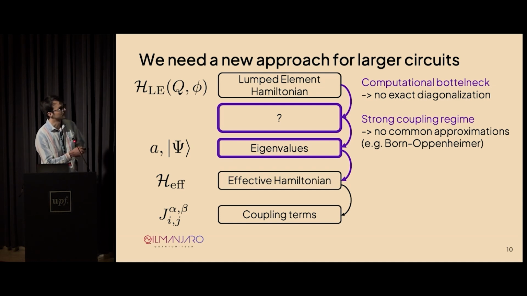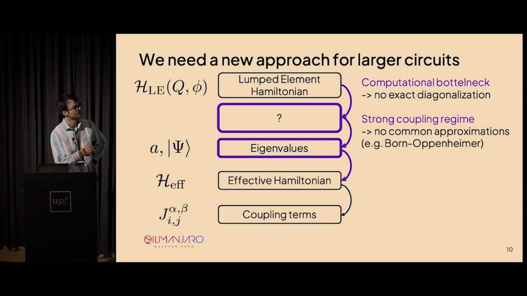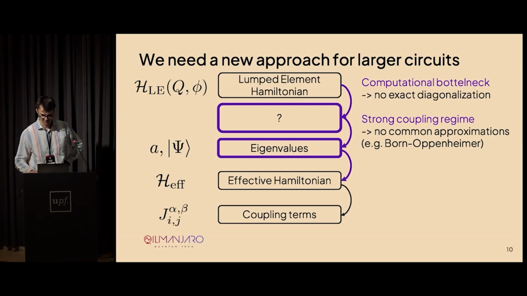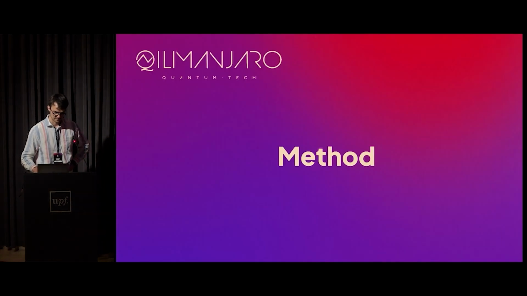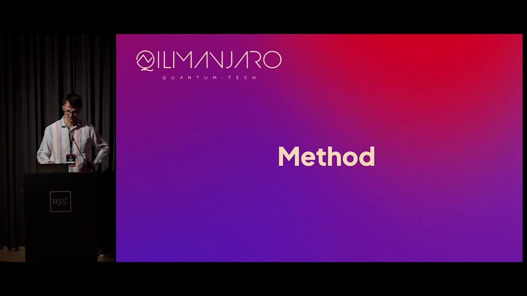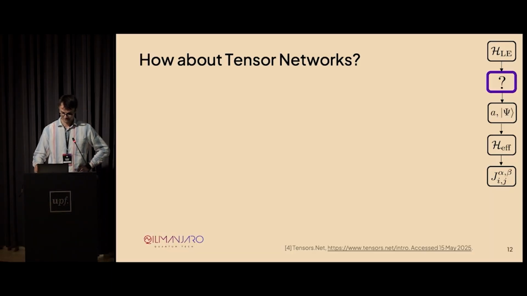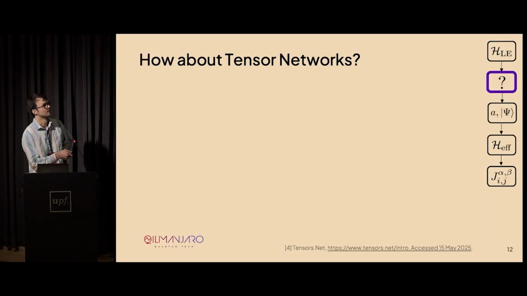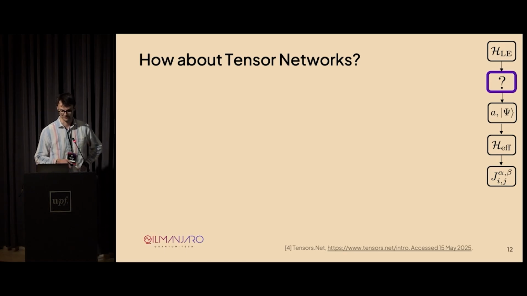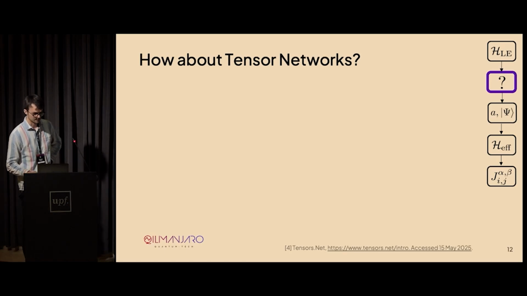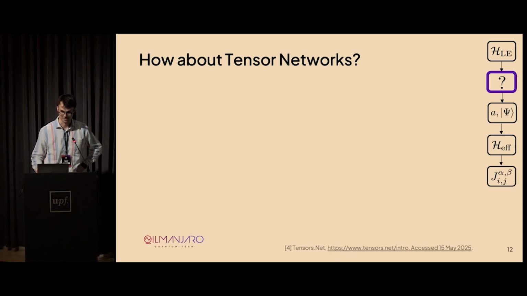So we need to get some more efficient representation and also some more efficient procedures here. And with this I come to our method. Here I ask the question, what can this representation be? And we ask ourselves, what about tensor networks?